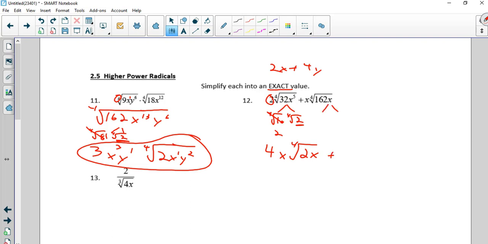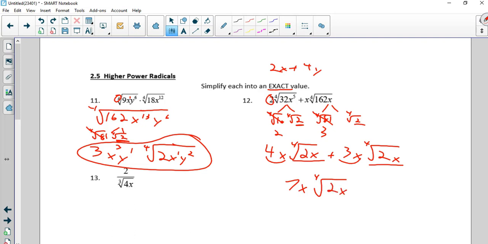Plus, let's see what happens here. 162 is going to be 81 and 2. Fourth root on both. The fourth root of 81 is 3. So that's going to be on the outside. We have an x out there. The x on the inside has to stay. So this 2 is on the inside, the x is on the inside. Now we have the same radical, fourth root of 2x. So now we just add 4x plus 3x, and we get 7x times the fourth root of 2x.